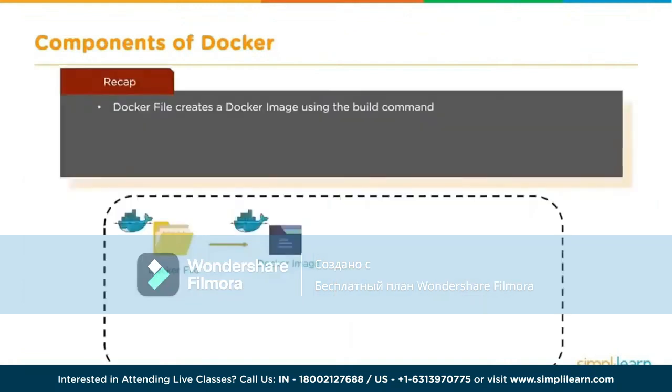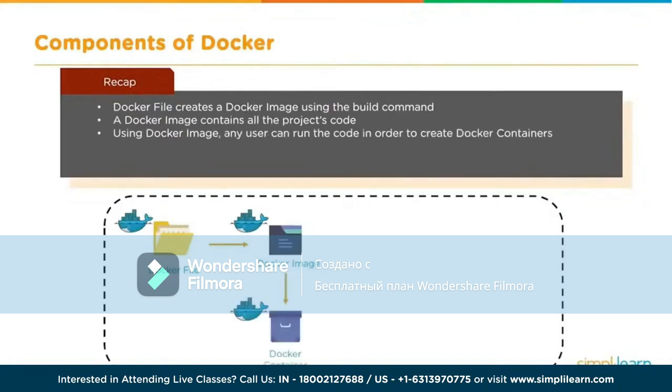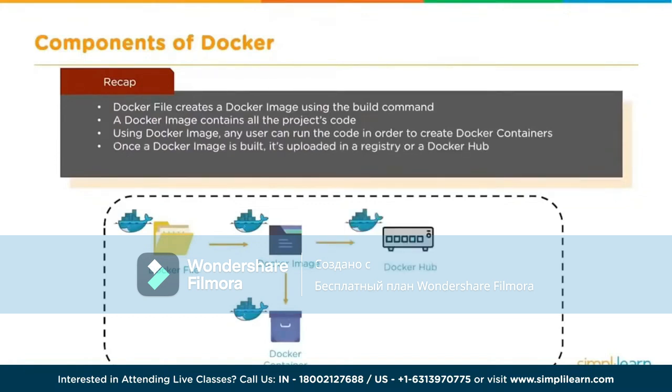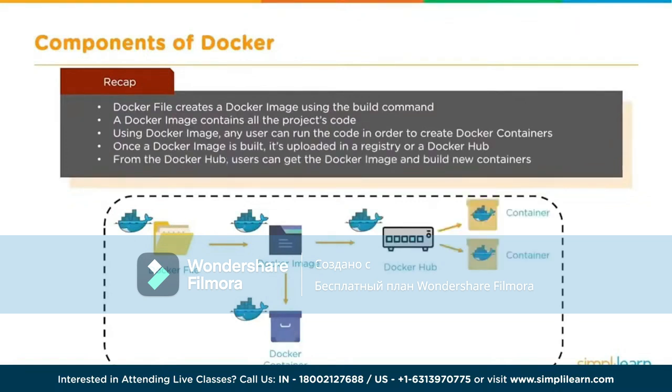So if we recap, the Dockerfile creates a Docker image using the build commands. A Docker image then contains all of the information necessary for you to be able to execute the project. Using the Docker image, any user can run the code in order to create a Docker container. And once a Docker image is built, it's uploaded to a registry or to Docker Hub where it can be shared across your entire team. And from Docker Hub, users can get access to the Docker image and build their own new containers.